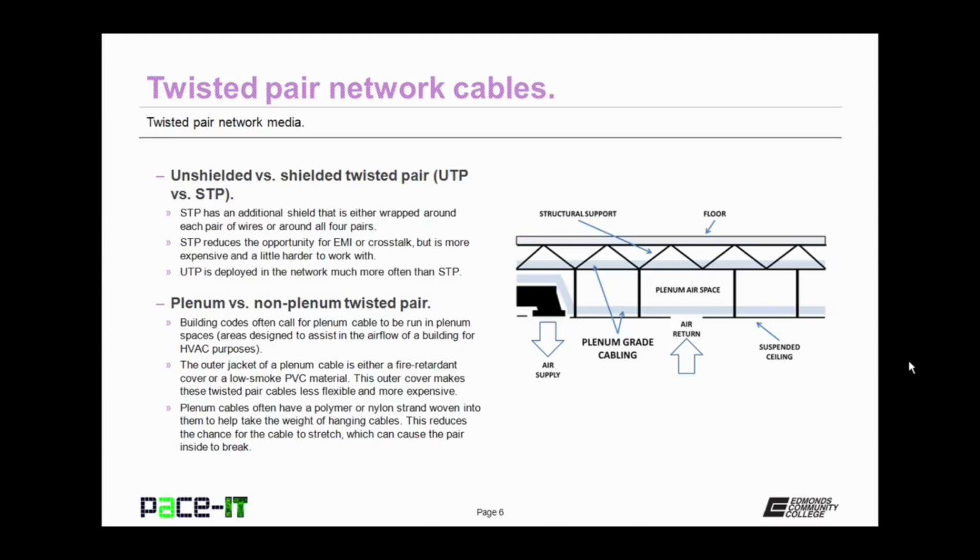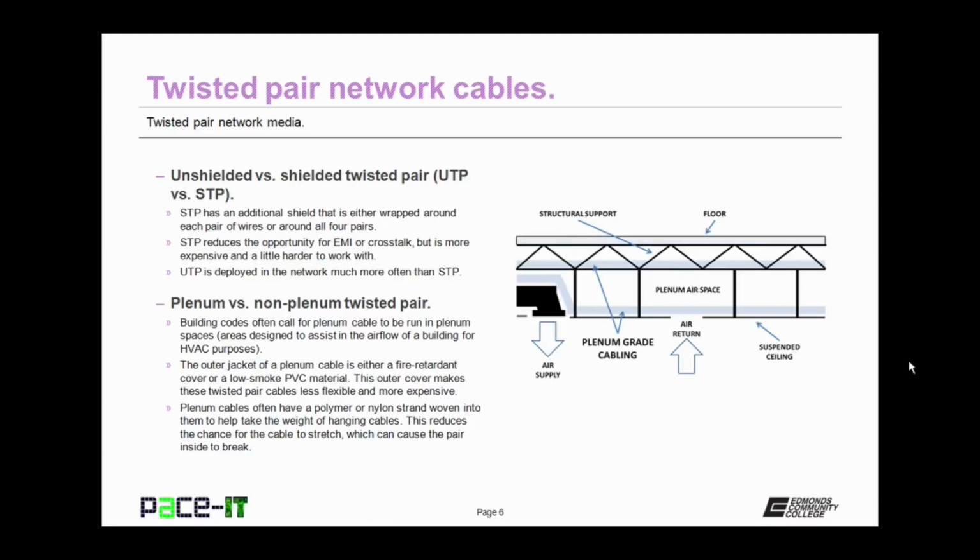Now, UTP and STP can come in plenum grade or non-plenum grade twisted pair. Building codes often call for plenum grade cable to be run in the plenum space. Now, the plenum space is an area that is designed to assist in the airflow of a building for HVAC purposes. In a plenum cable, the outer jacket is either made from a fire retardant cover or a low smoke PVC material. This outer cover makes these cables a little less flexible and more expensive.